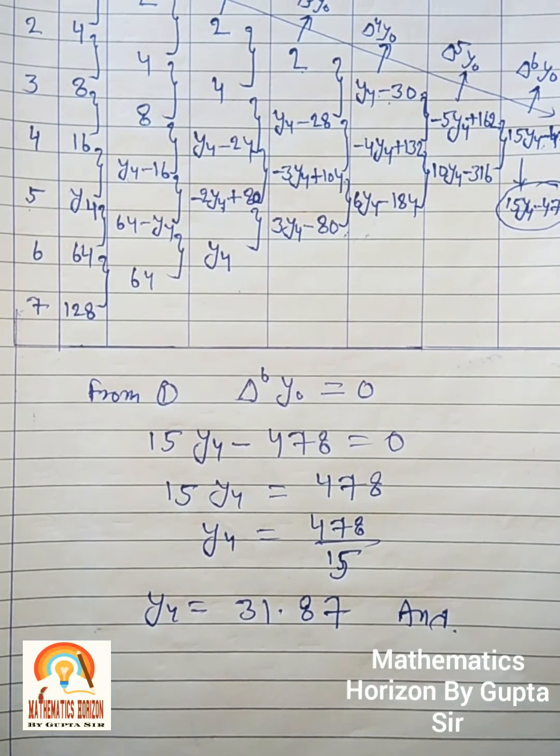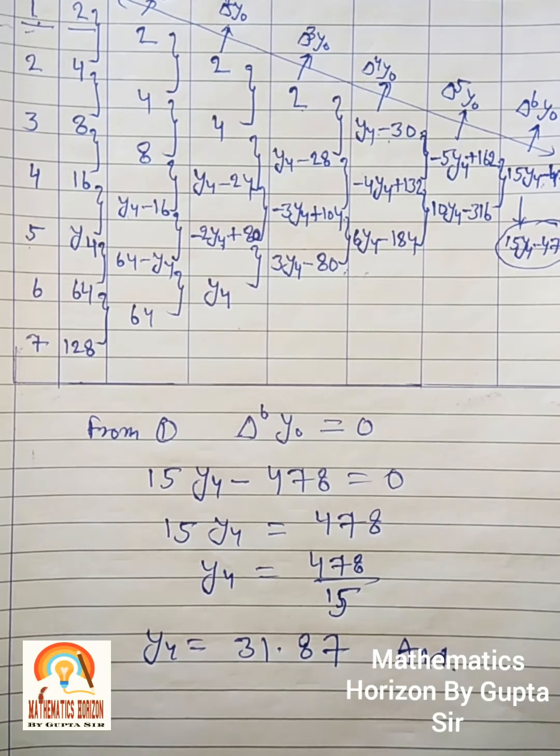Okay, I think this lecture is clear to all of you, and in the next lecture I will cover the next topic, that is the Newton binomial method for two missing values.